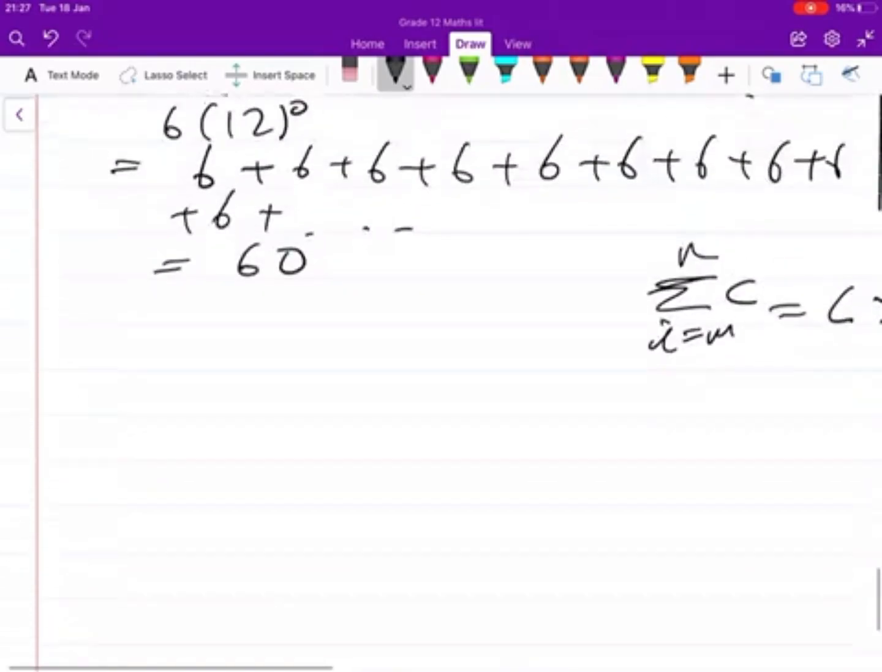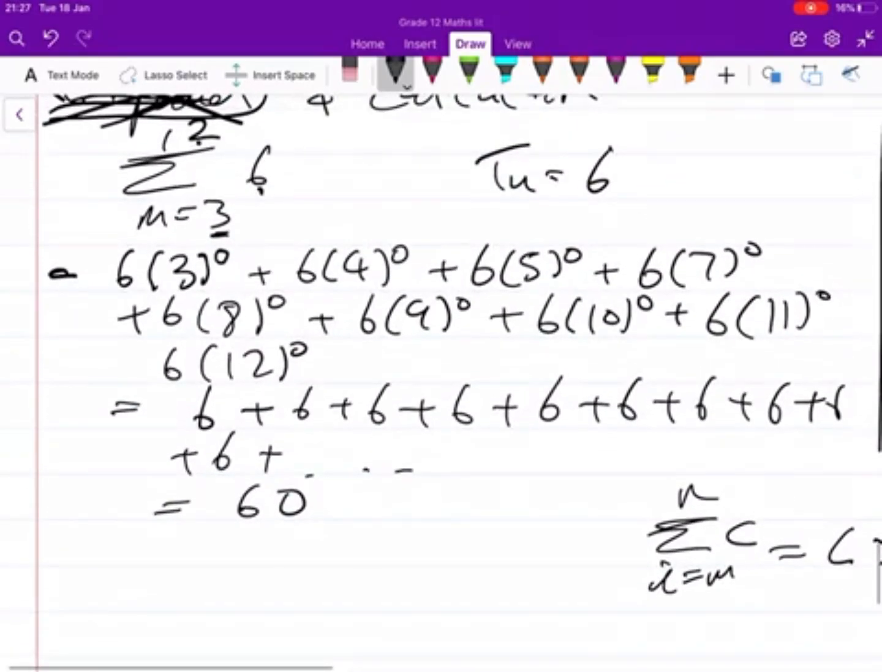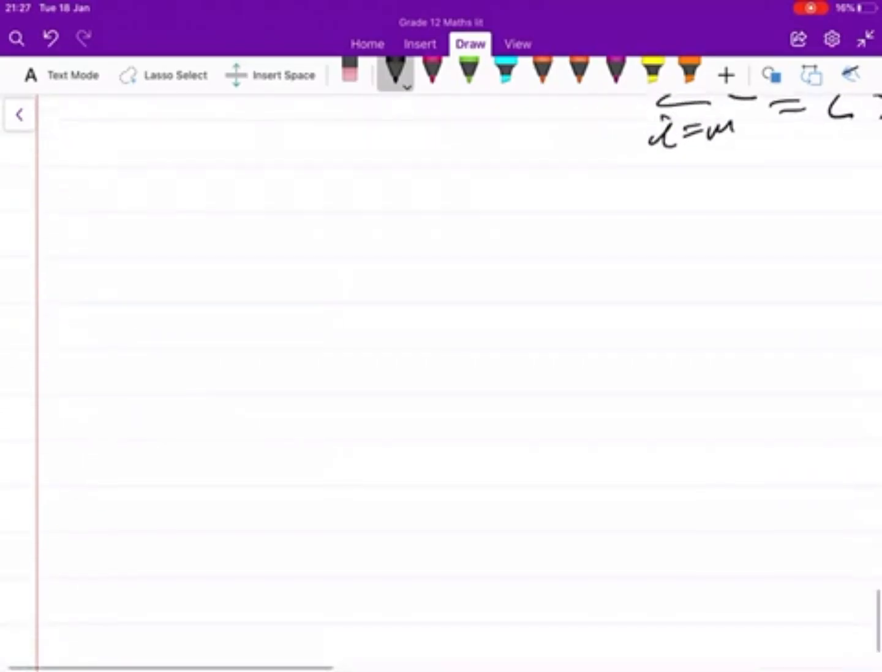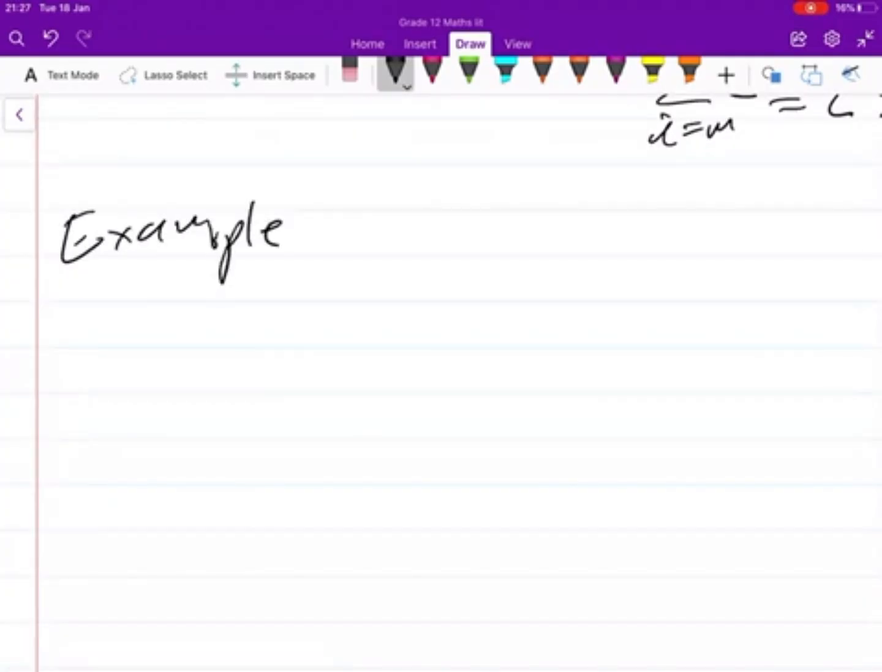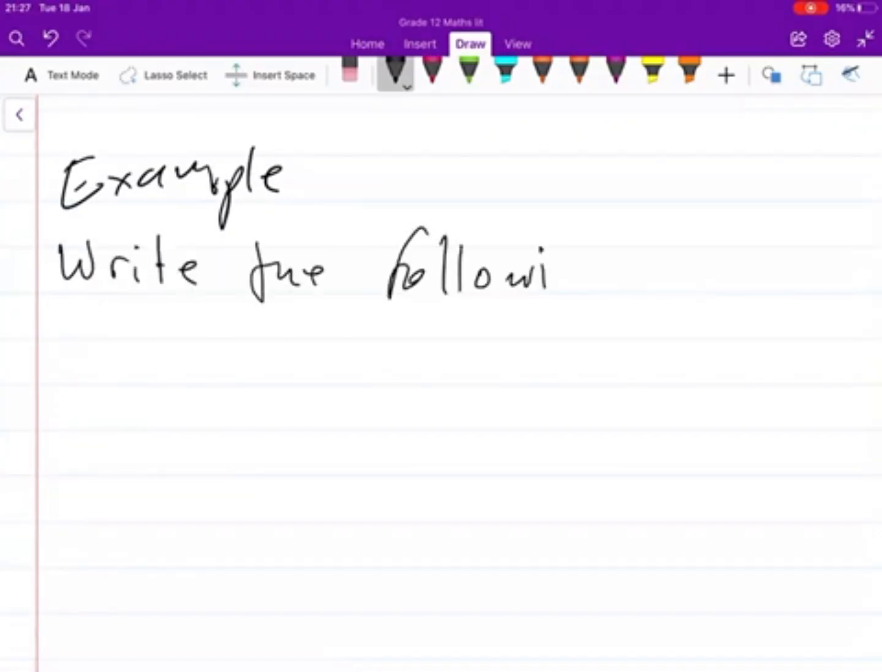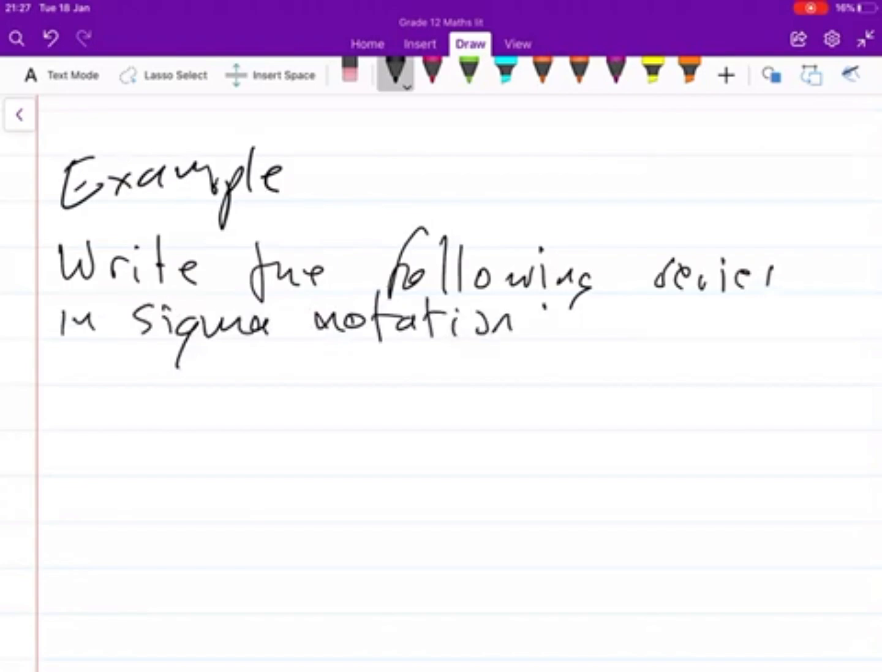I want to give you the last one, a very interesting question. I'm not going to do everything. I'm just giving you bits and portions. So we'll give you this example, the last one. We will say write the following series in sigma notation. So I'll give you 2 plus 5 plus 8 all the way to 83. Notice this is a finite series.